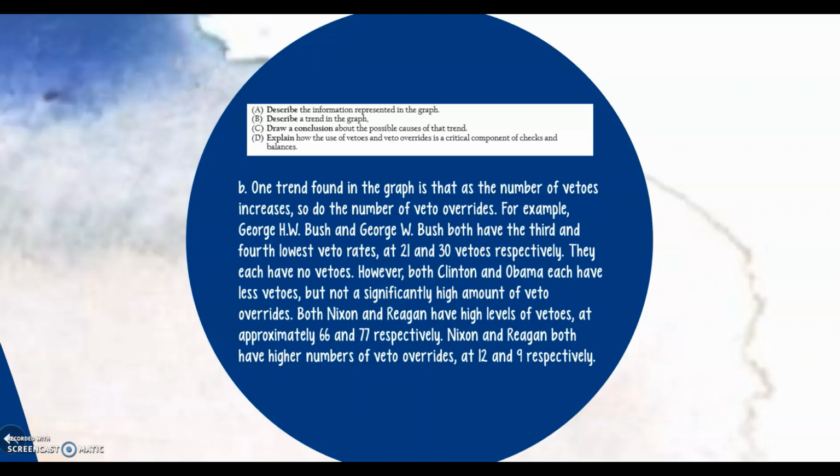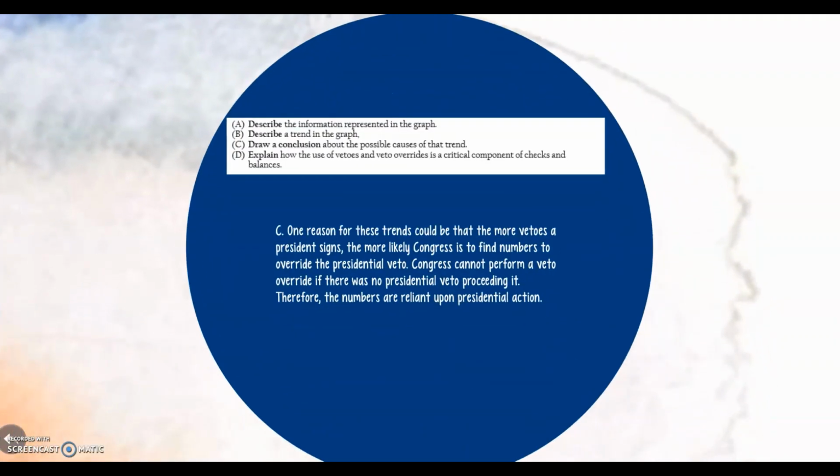So that is B. We've got our answer to the question, and we have clear examples that talk to our trend that we've identified. Votes increase, veto overrides increase. We've talked about the votes and the veto overrides of each of the presidents that we were pulling out here, and so on and so forth. Sounds good. All right, now we move on to C.